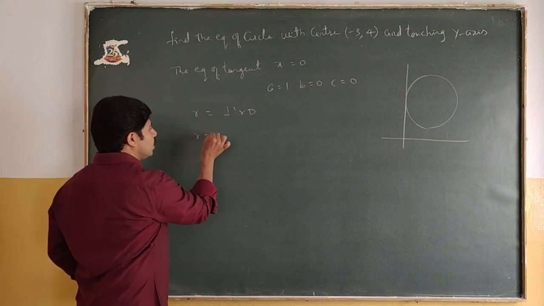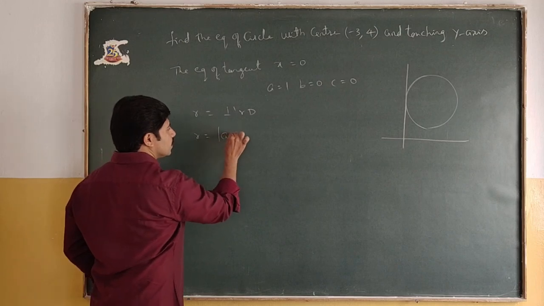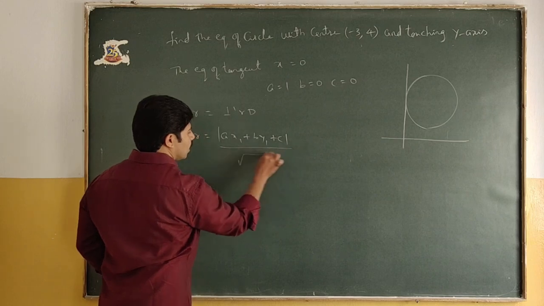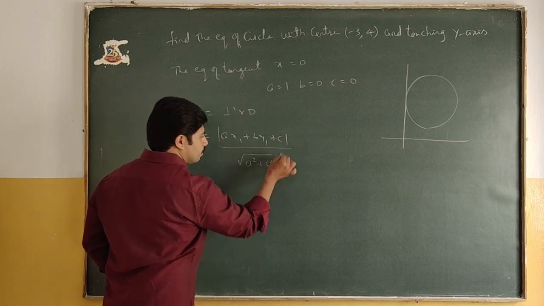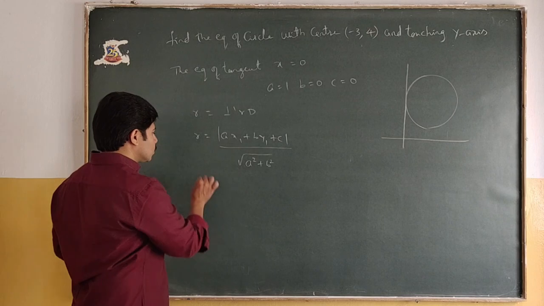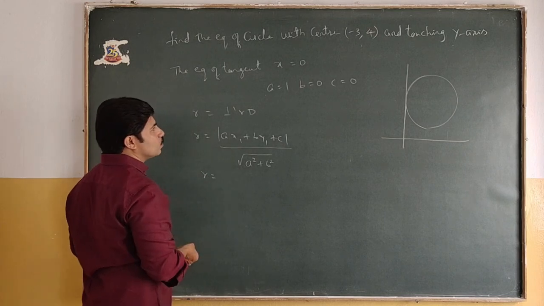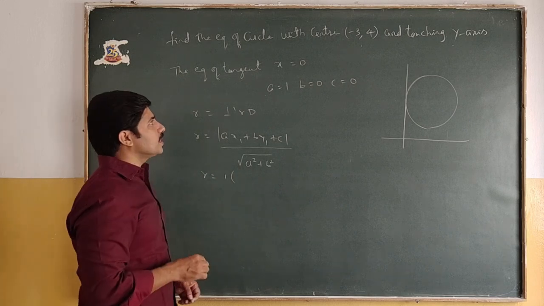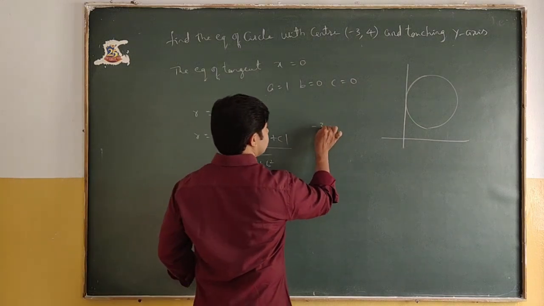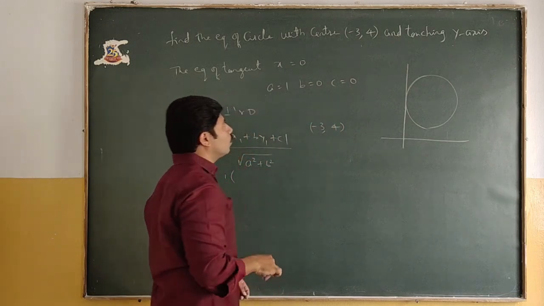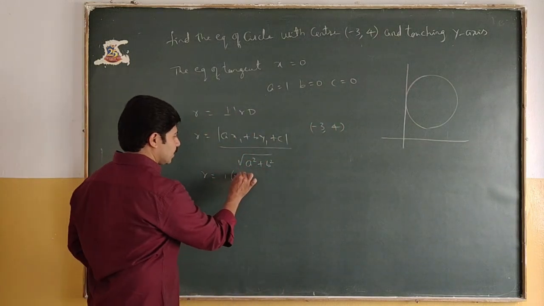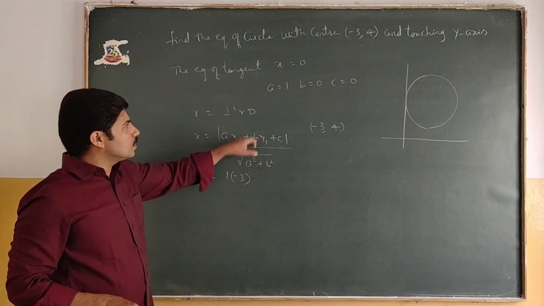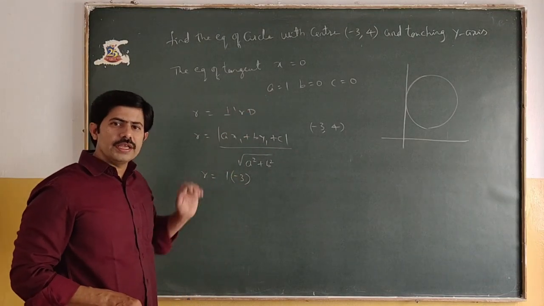So radius is equal to perpendicular distance, which is |ax1 plus by1 plus c| under root of a square plus b square. This is r. So r is equal to a x1, 1 into the center, which is minus 3 comma 4. See, I have written here. Center is minus 3 comma 4. So 1 into minus 3. And the b value is 0, the c value is 0. 0 into anything is 0.